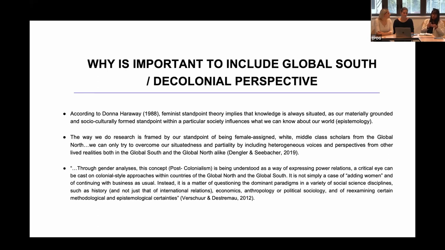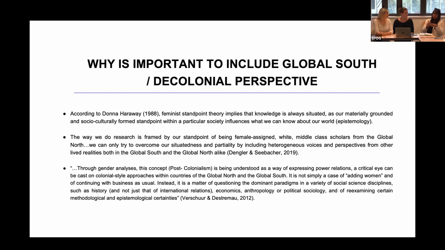However, we consider that when it comes to feminism, there are other perspectives that were not considered, like feminism from the Global South and feminism from the colonial perspective, because there is also a difference. Some authors, like Haraway, Dangler, and Baker, consider that feminist standpoint is shaped by our society's standpoint. For example, the way Cara thinks is not the way that I think, so it also tends to be biased. So in the end, it is important to also consider others' efforts.